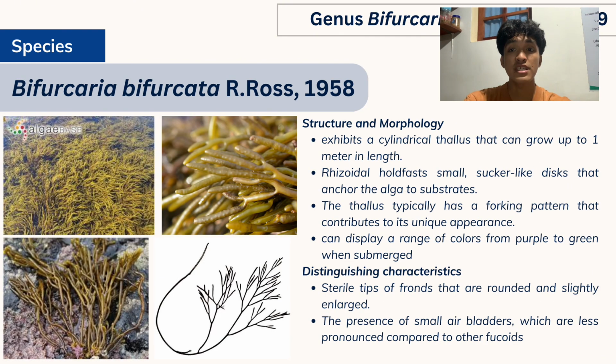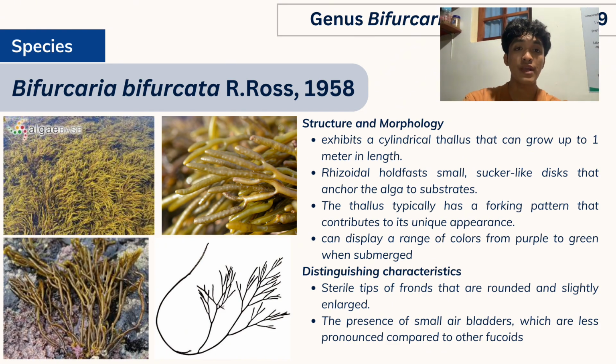The next species is Bifurcaria bifurcata by Ross, 1958. It exhibits a cylindrical thallus that can grow up to 1 meter in length, and it has a rhizoidal holdfast, a small sucker-like disc that anchors the alga to substrates. The thallus typically has a forking pattern that contributes to its unique appearance.